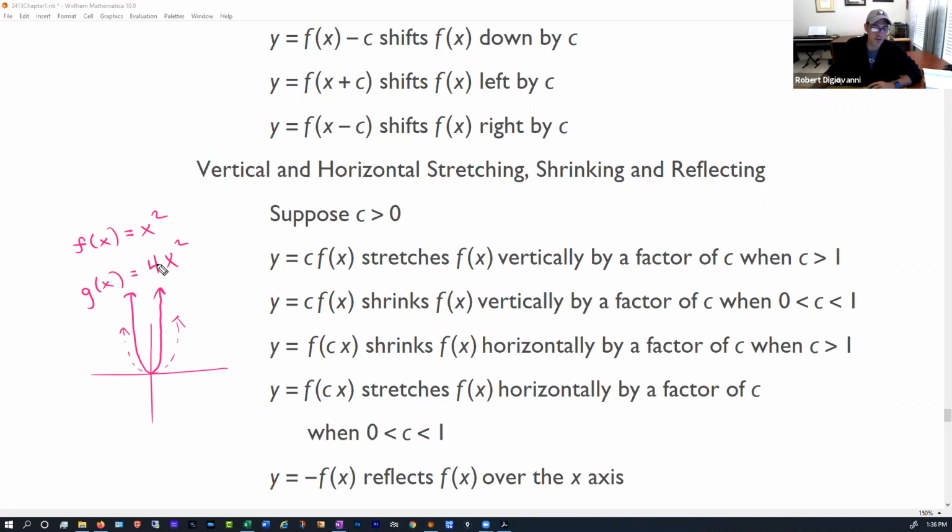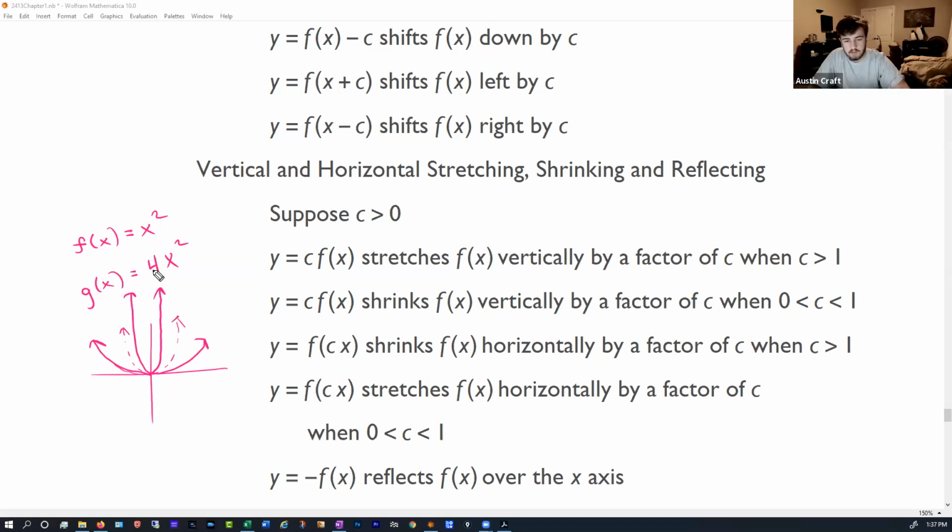If the number in front is a fraction, like 1/2, it's going to actually flatten it out, or stretch it horizontally. And then what if the number in front is negative? Like negative x squared or negative 4. Flip it over the x-axis. Okay, so that's what all this says.